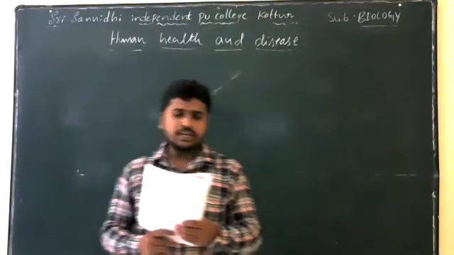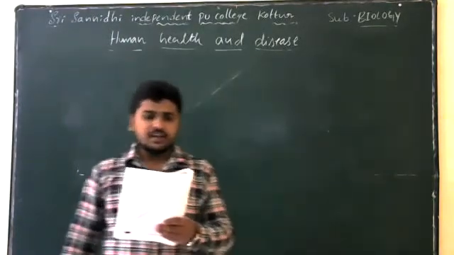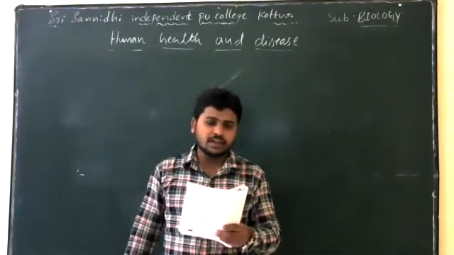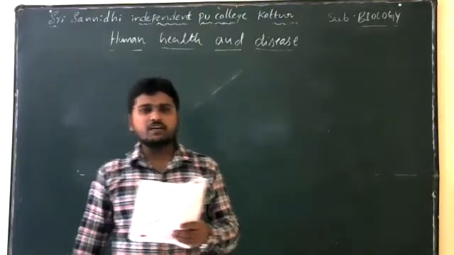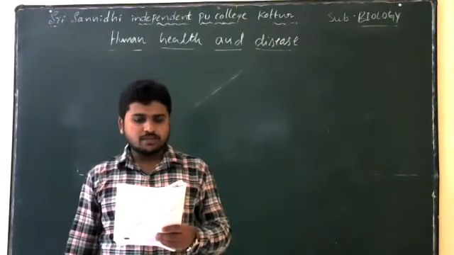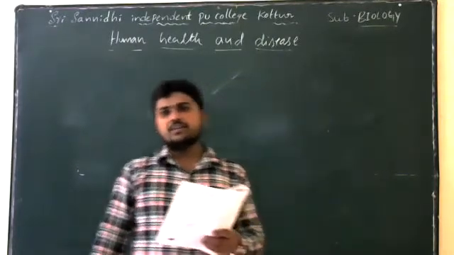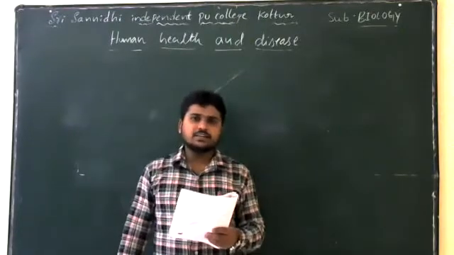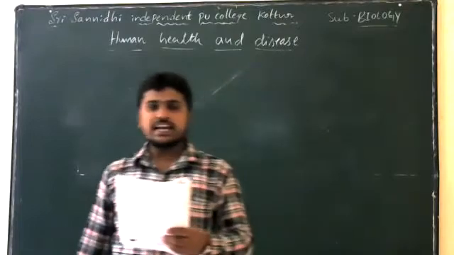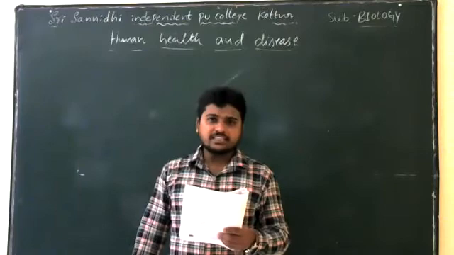So, Wuchereria, option A, that causes filariasis, right? Chronic inflammation of the body organs, that is a symptom for that. Trichophyton causes ringworm, yes, dry scaly appearance on the skin, right? Plasmodium causes malaria, right? Chills and fever, every alternate day. Ascaris lumbricoides causes the disease ascariasis, and these are the symptoms. That's why option C is the right answer.